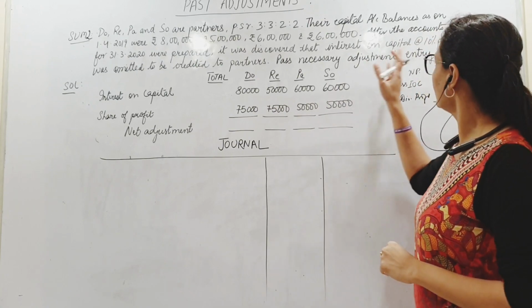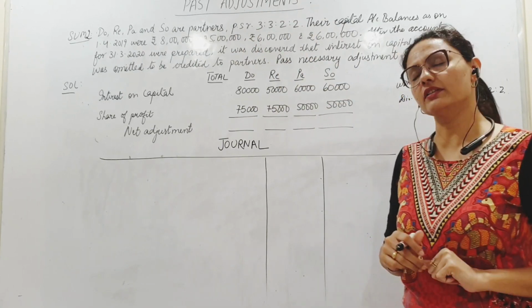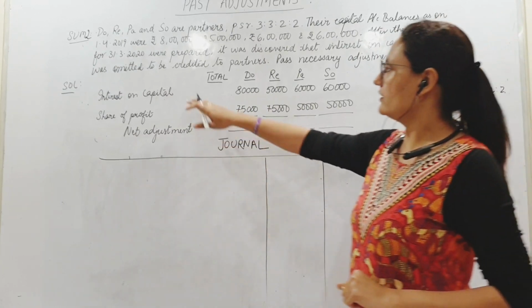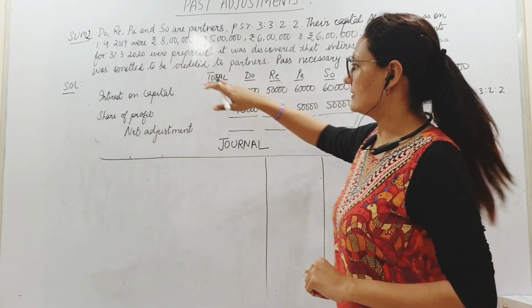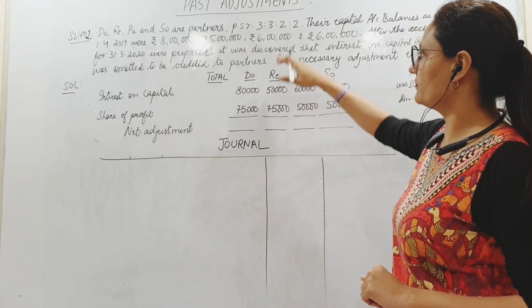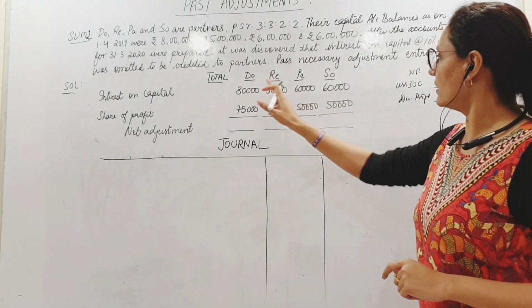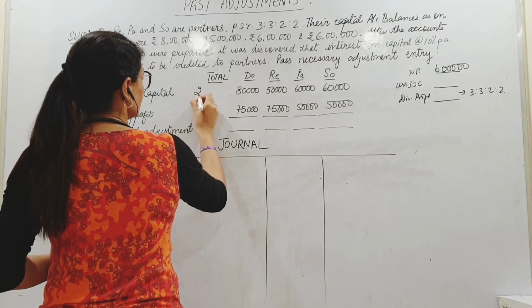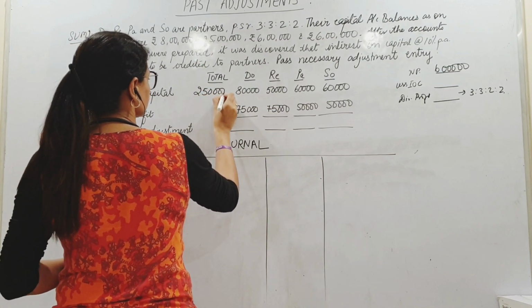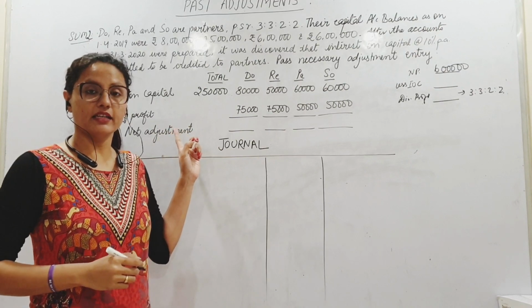Yes. Rate is given. Opening capital balances are given. So let us find out first the interest on capital. Interest on capital comes to 10% of 8 lakhs is 80,000, 5 lakhs 50,000, 60,000, 60,000. If we add them up, it comes to 2,50,000 is the interest on capital, okay, that we should have given.